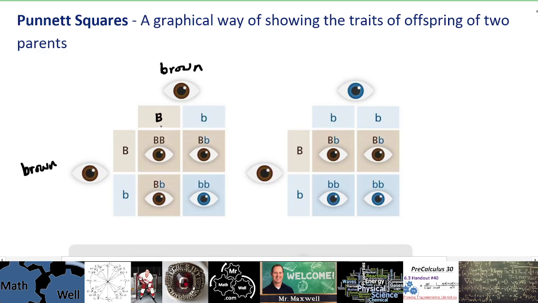So one allele from one parent. Okay, guys, what are you doing? Everybody ready to go here?